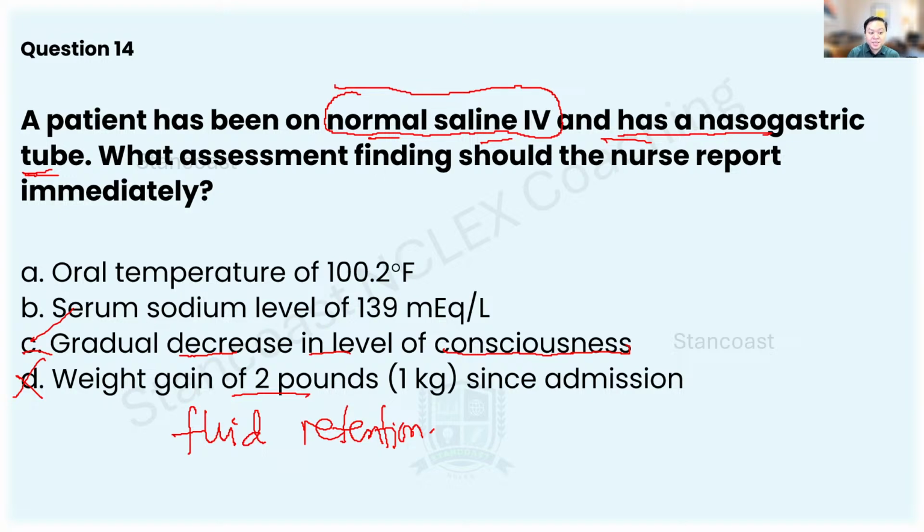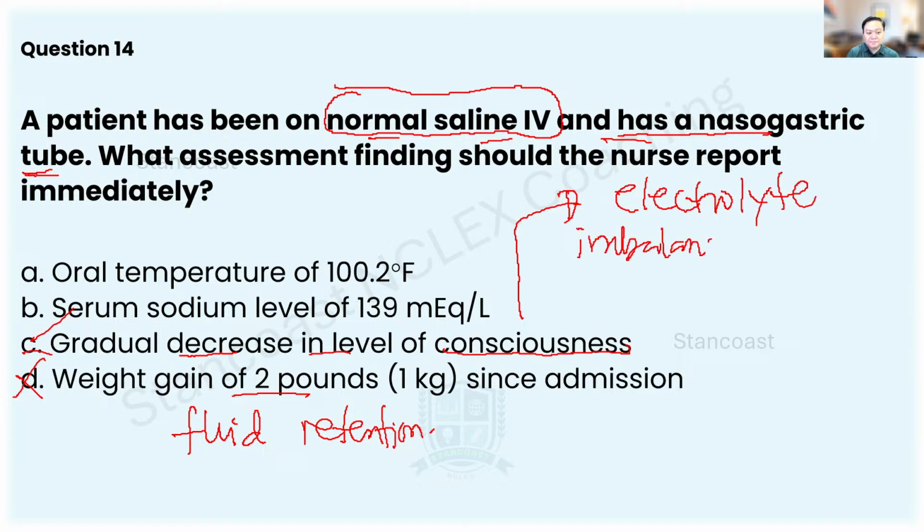This could result from electrolyte imbalances. What type of electrolyte imbalances? Maybe it could be hypernatremia, or maybe hypocalcemia. And so if you're going to really focus on the level of consciousness of your patient, remember about the cerebral edema. Yeah, remember about that?